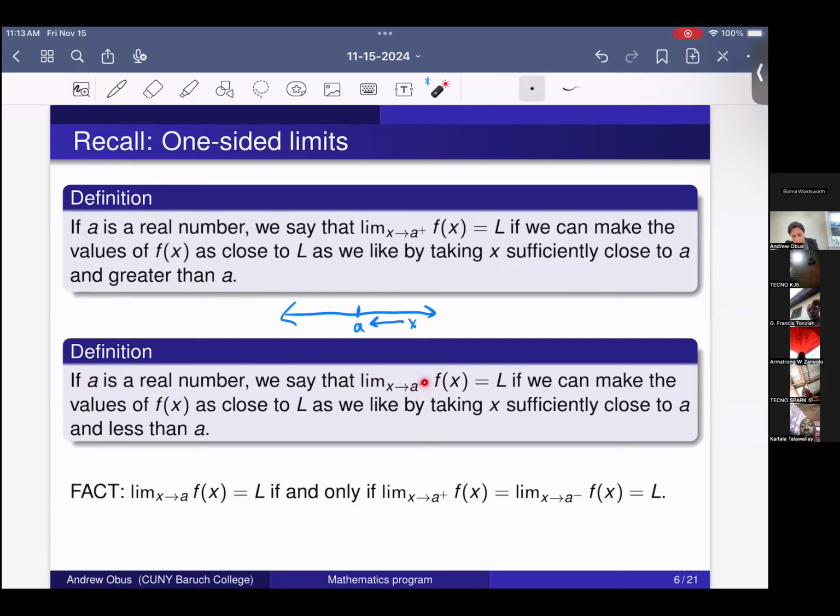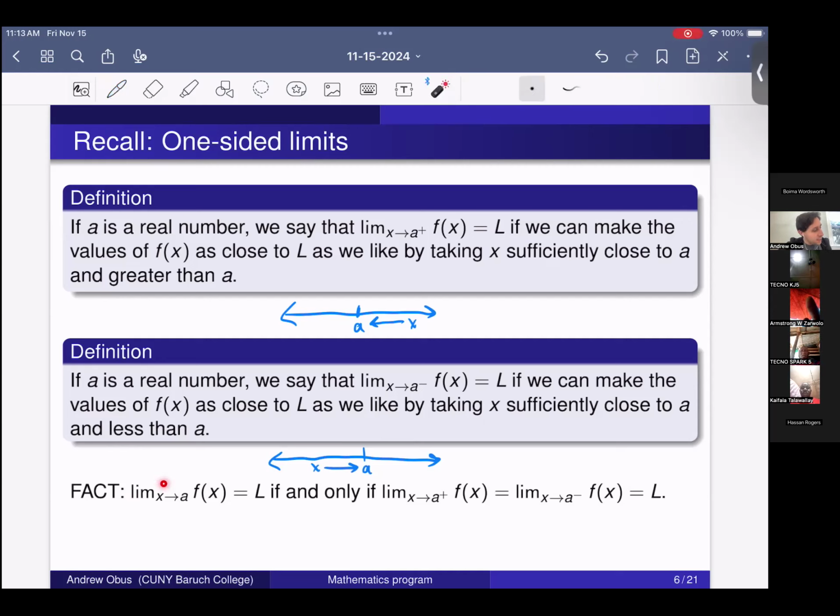Okay? And similarly, if a is a real number, we say that the limit as x approaches a from the left, a minus, of f of x is L, if we can make the values of f of x as close to L as we like by taking x sufficiently close to a and less than a, right? So the picture of this situation is we're taking a limit as x goes to a, but it's approaching a from the left. We're only looking at x's that are less than a.